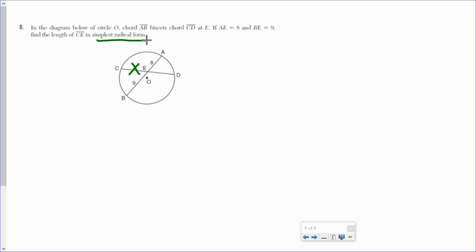Now, when I read through the question, there's another important piece of information that we need to use here. It says in the diagram below of circle O, chord AB bisects chord CD at E. There is a key word there. What is that key word? Bisect. What's being bisected? If AB bisects CD, CD gets bisected. So if CD is bisected, then CE and ED must be the same. So if CE is X, then ED must also be X.